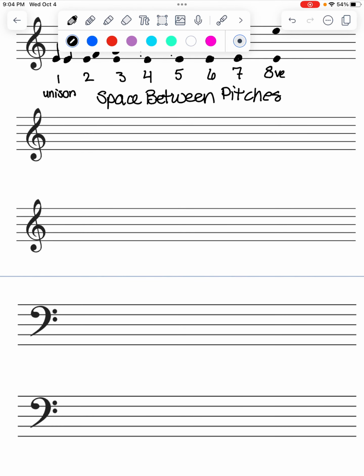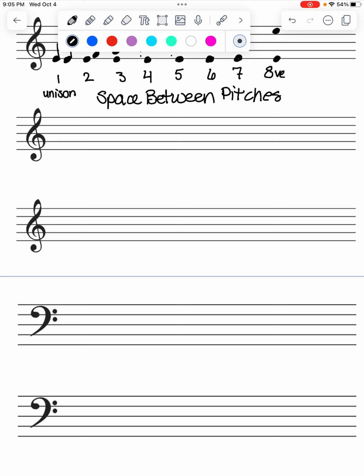Hey folks, we are going to talk about inverting intervals. So the first thing that we're going to learn about is the rule of 9. Whenever we invert an interval, we're going to take one and whatever, and we're going to make 9 out of it. So if we have a unison, the inversion of that, in order to make 9, we have to have 8. So an inverted unison is going to be an octave.